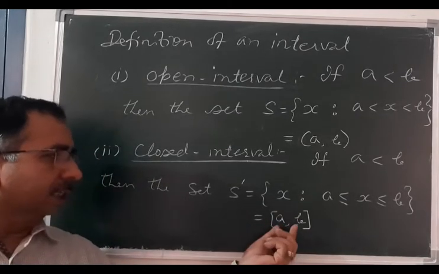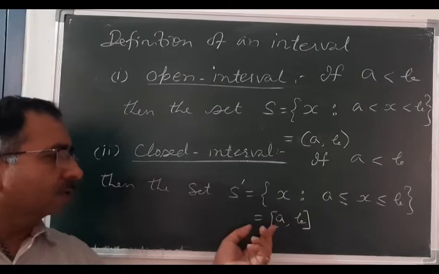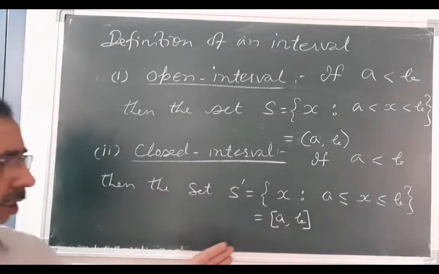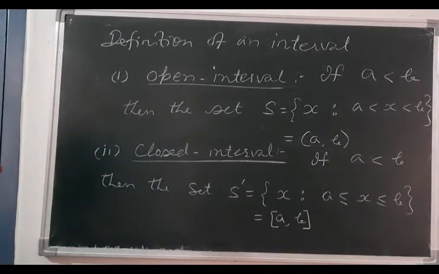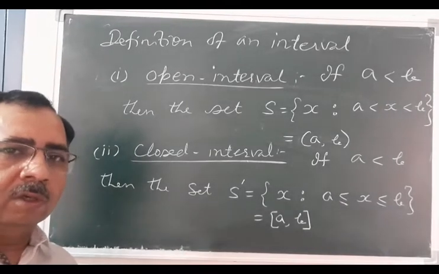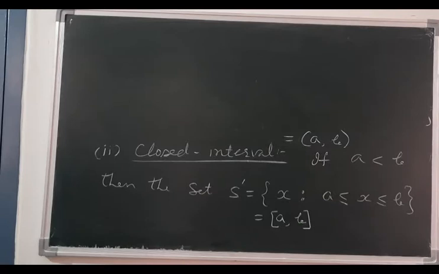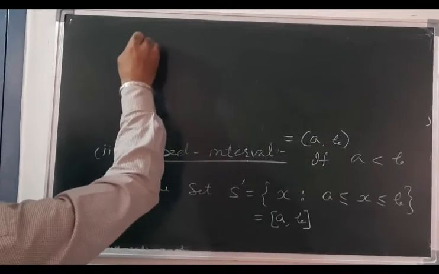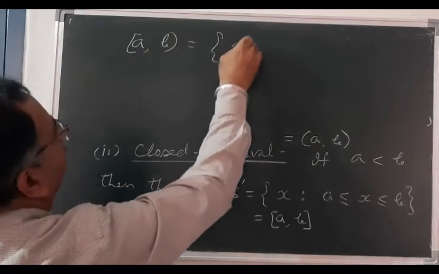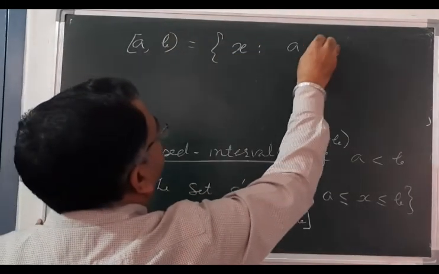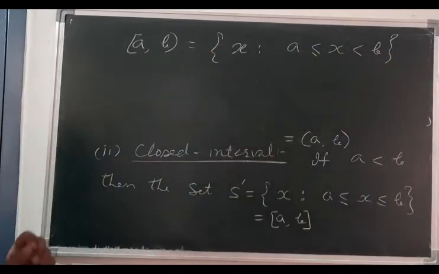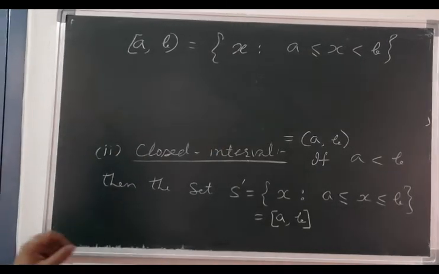So this set consists of all elements starting from a and ending at b. The other two intervals are semi-closed or semi-open intervals. So consider this thing, square bracket and round bracket on this side. So this is the set of all x such that a is less than or equal to x and less than b. The point a is included in this set and b is not included.